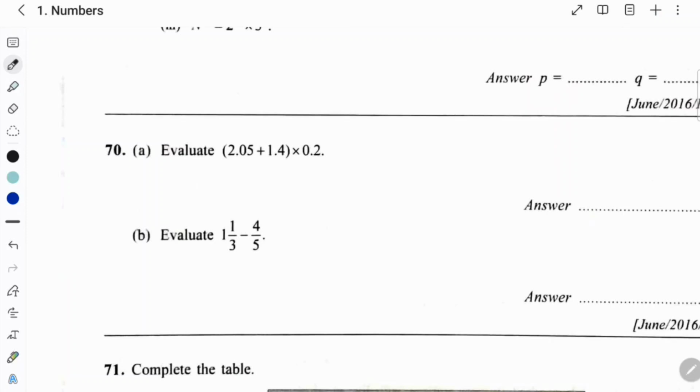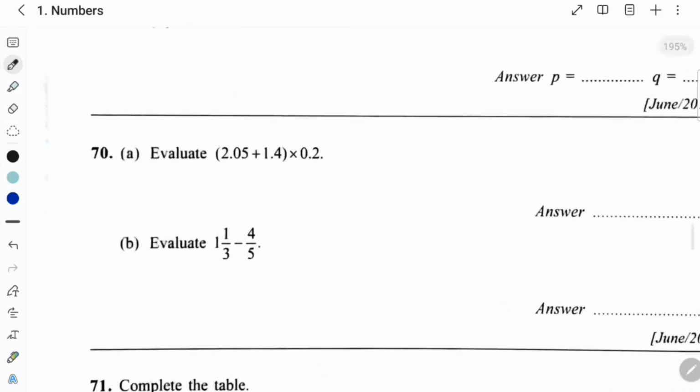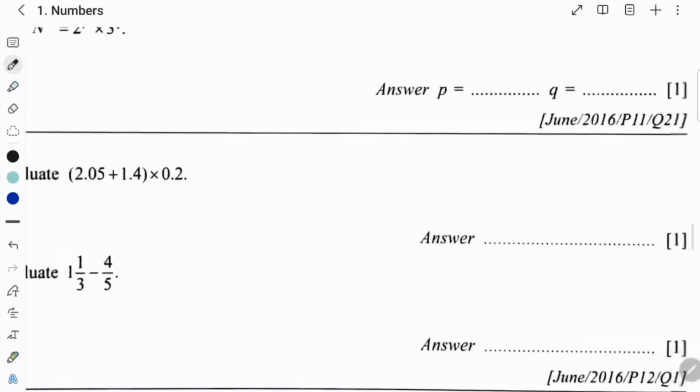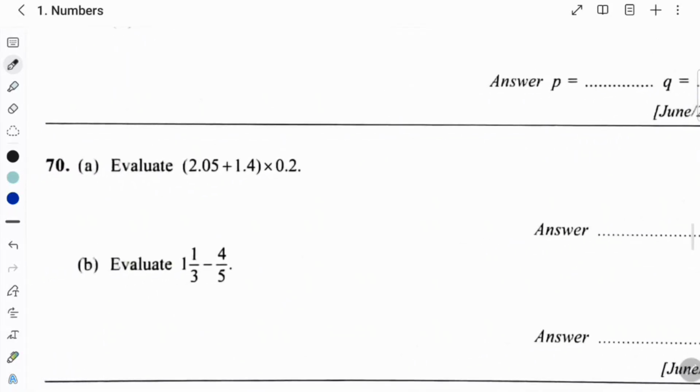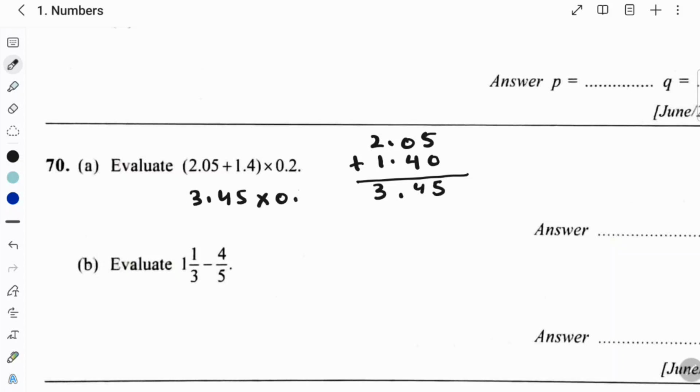Alright, look at the A part of this question. We are going to just solve the bracket first, and it's a 1 mark question. These are all past paper questions, okay? So 2.05 and 1.4 we are going to add together. So this is like 2.05 and 1.4. You just write down 0 over there, and we are going to add it together. That is 3.45. Then 3.45 times 0.2, I'll do the multiplication. I'll explain it to you.